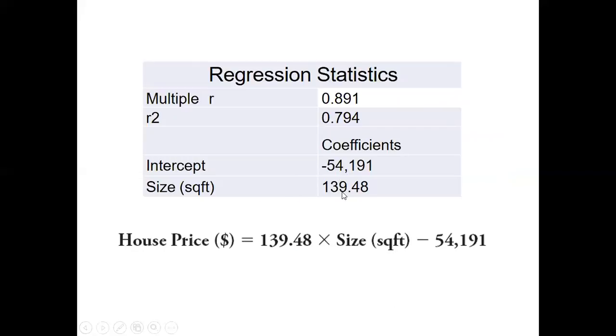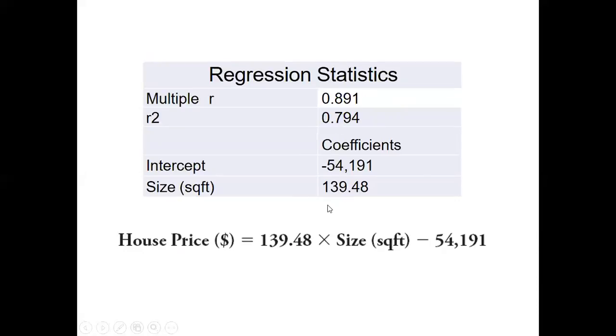The size we will get as 139.148. Using this regression coefficient helps us create the following equation to predict the house price. Using this coefficient value, we can predict the house price when we give the size of the house. Here it is given that this equation explains only 79% of the variance in house prices.